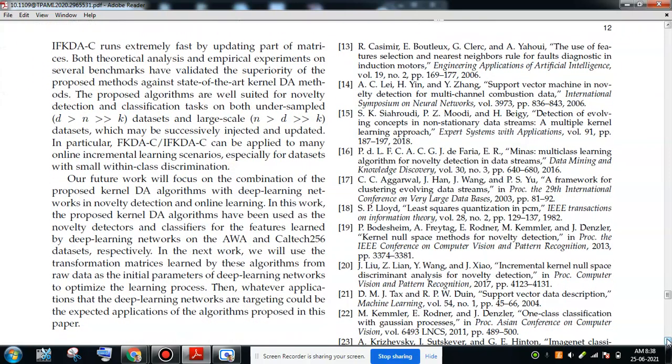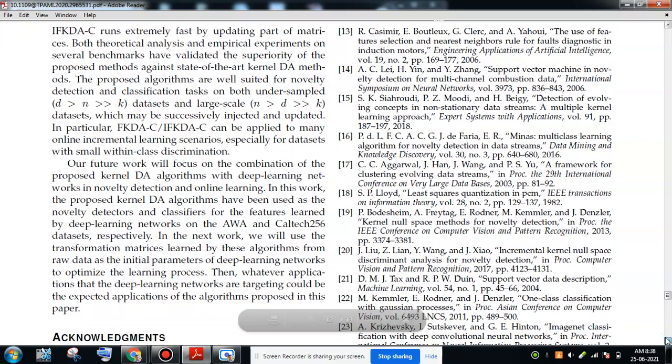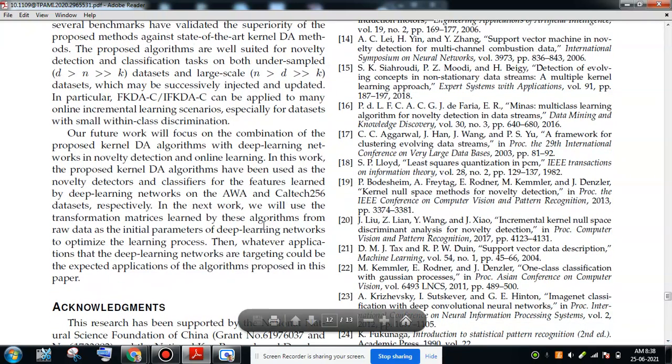And they are telling that then we will use the transformation matrix learned by these algorithms for the raw data as the input parameters of the deep learning neural networks to optimize the learning process. Then they are simply claiming that whatever the applications that the deep learning networks are targeting, now all those applications will be the target for their new proposals in the future, what they are claiming here.